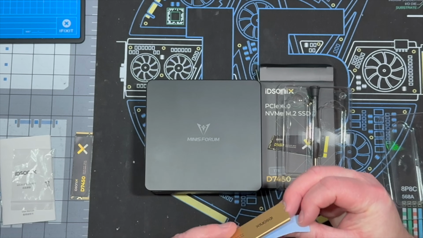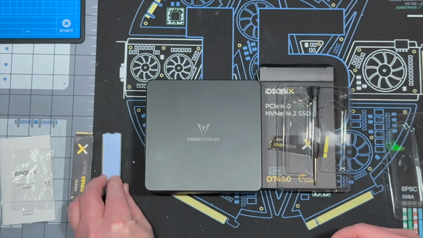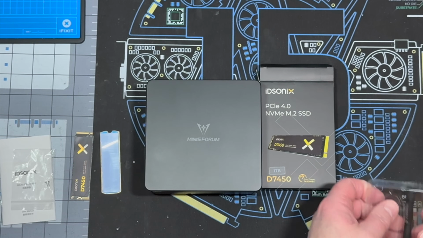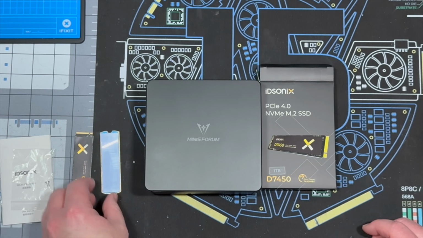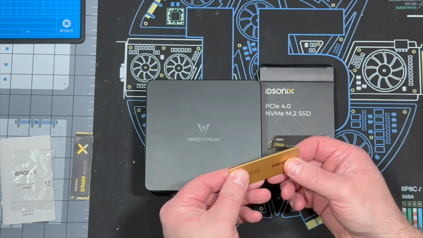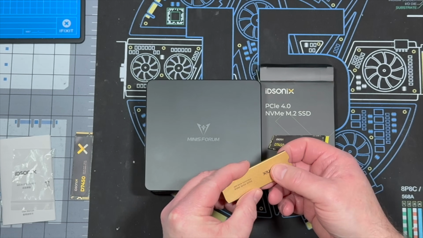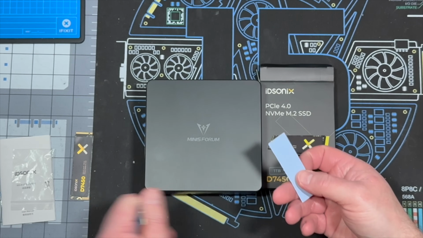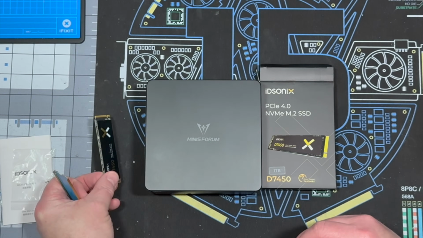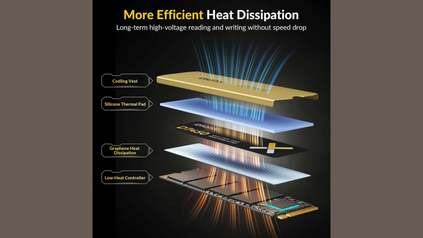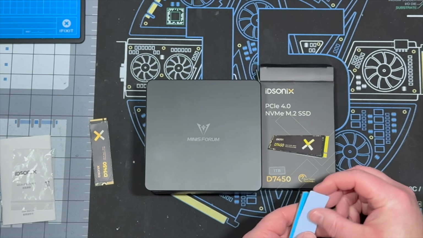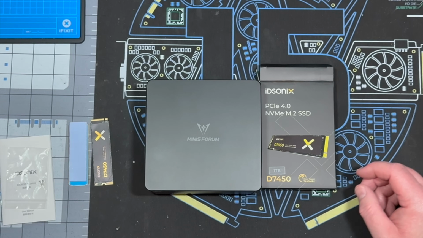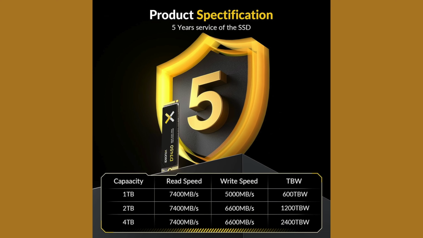There's the thermal pad and sleeve. It's always fun to watch me put those on. And yeah, the copper sleeve, or they call it a vest also. It has a silicon thermal pad. There's graphene on the drive itself. And it has a low heat controller, which helps also. So between all of this, should be a fairly cool running drive. It's got a 5-year service warranty.